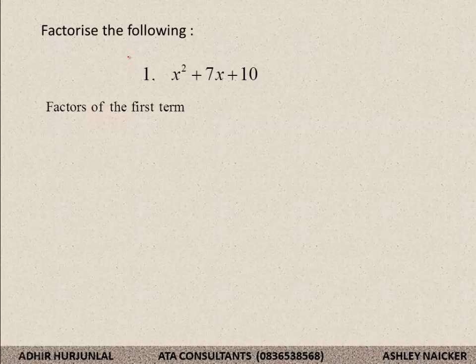The first thing that I would have to do is find the factors of the first term. The first term is x squared. Then I would have to find the factors of the last term, and the last term here is 10. Yes, guys, the first term is x squared. Now I'm going to ask you a simple question. What multiplied by what gives you x squared? Or in mathematical language, what are the factors of x squared? And you would find that the factors of x squared will be x multiplied by x, and x times x is x squared.